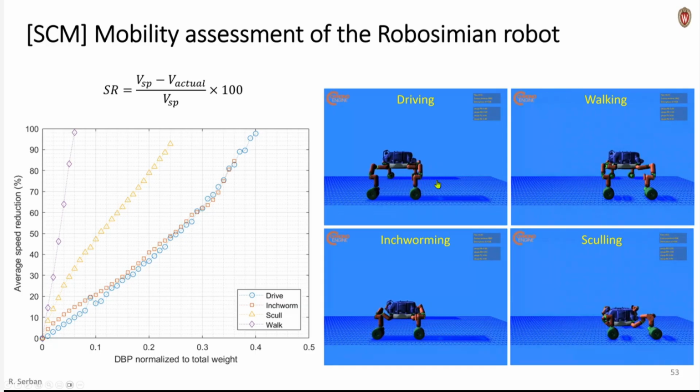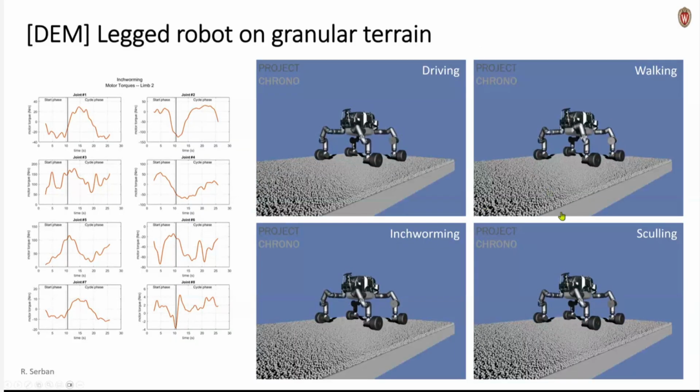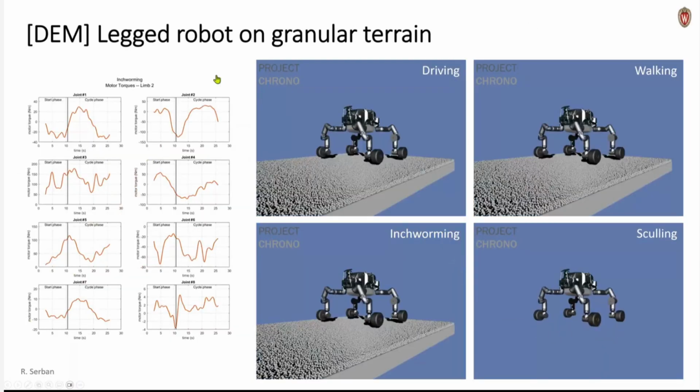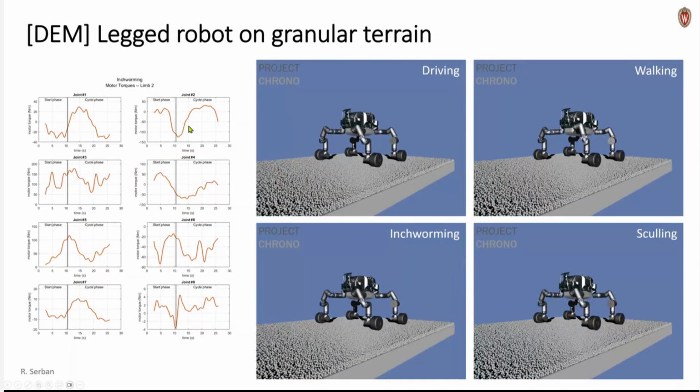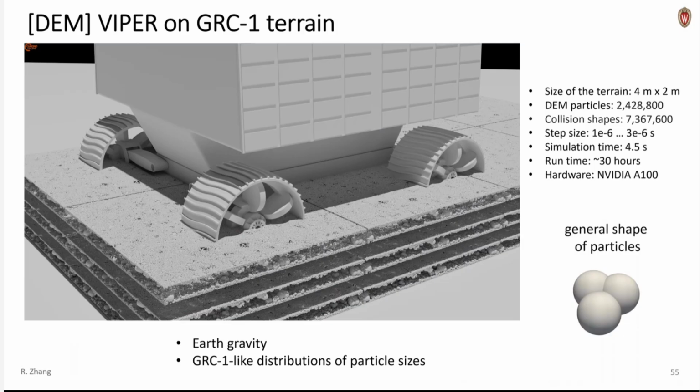So we did simulations, and through simulations, we showed that driving or inchworming are the most effective ones. And this was done by simulating them on granular terrain or on SEM in this case, and capturing all the torques at all the joints and converting this into the energy that is needed to actuate these things.